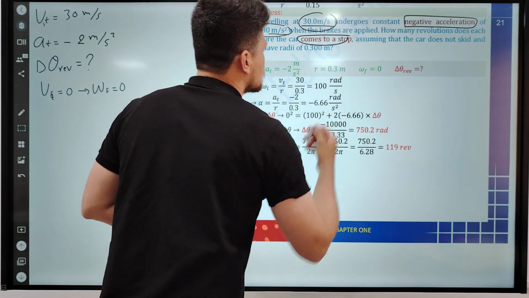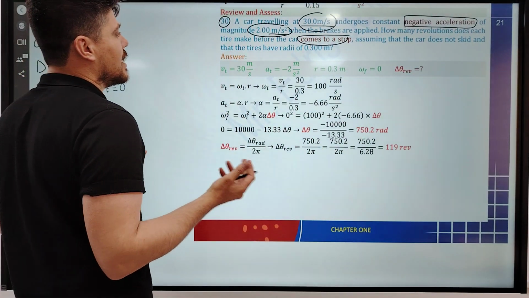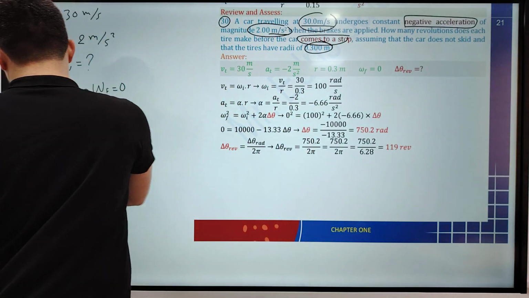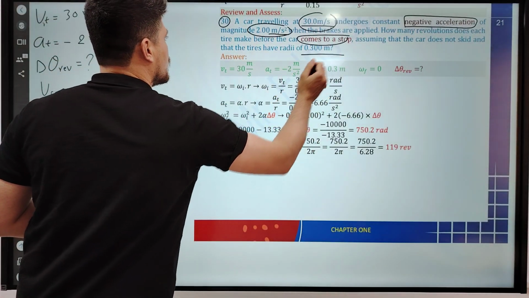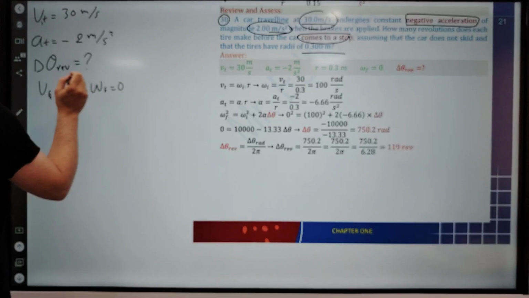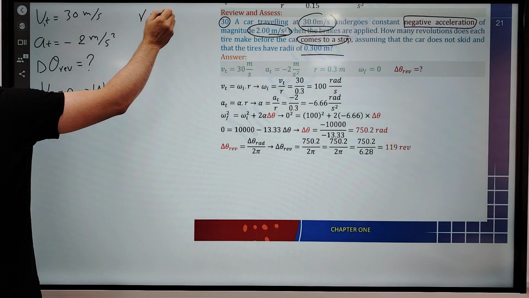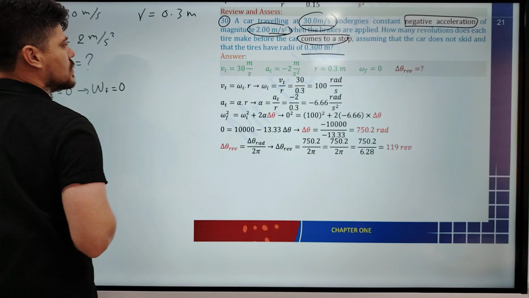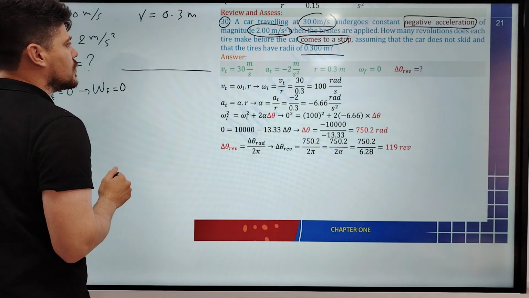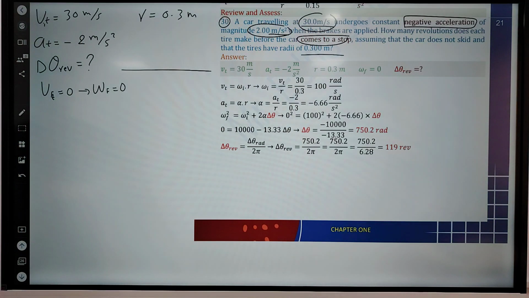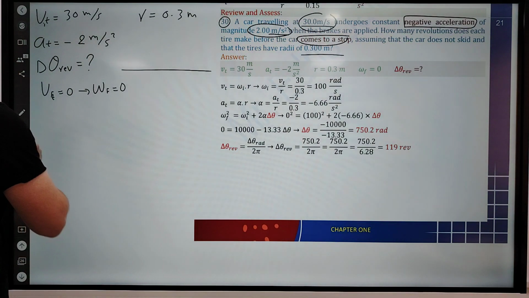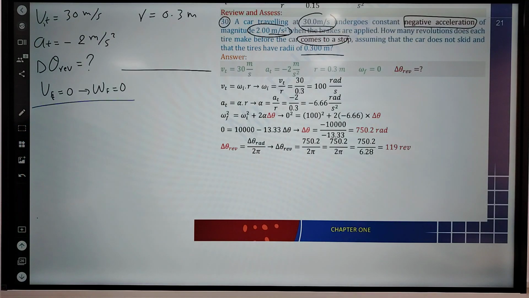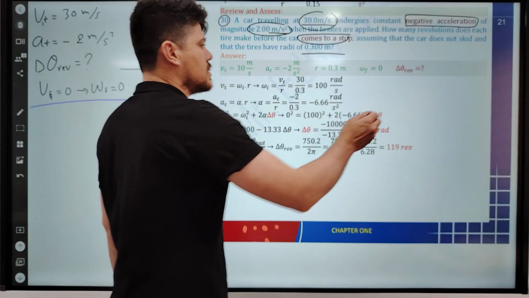Assuming that the car doesn't skid and that the tire has a radius of, what is the radius of the tire? The radius of the tire is 0.3 meter. Okay? So in that case, we can find the number of revolutions. As you know, at first you have to write down the equation. Okay, which equation can be used in this question?